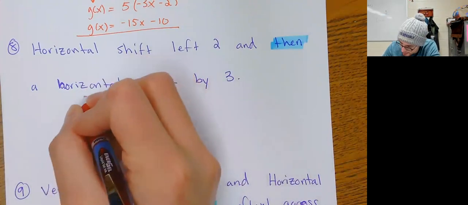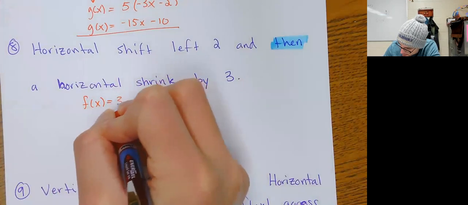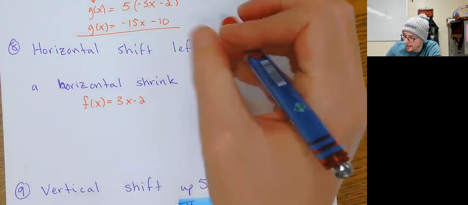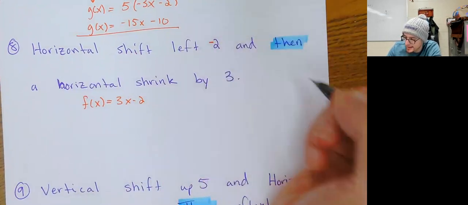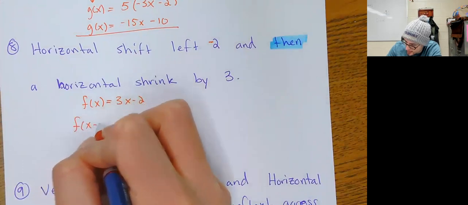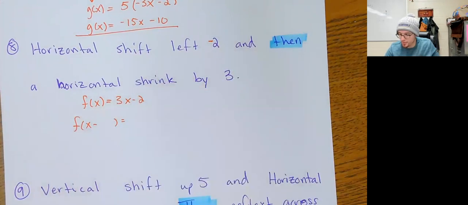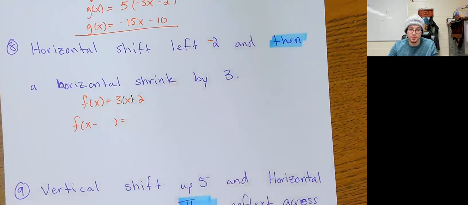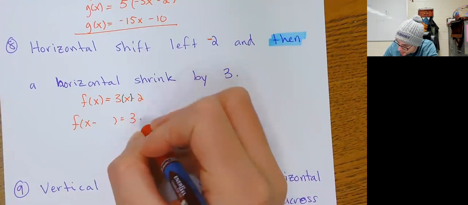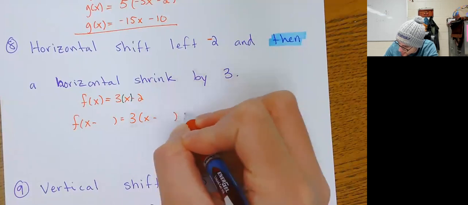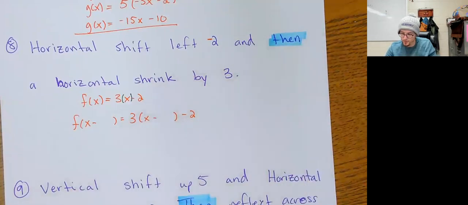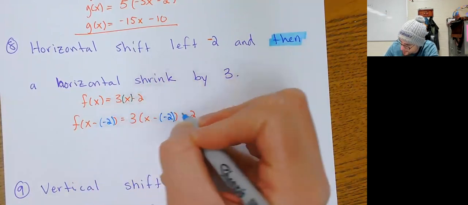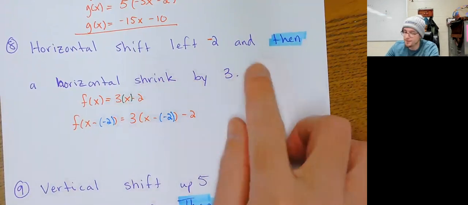Okay, so we have f of x equals 3x minus 2. So the first thing we're going to do is a horizontal shift left 2. And when we do a horizontal shift left 2, that means we're going to subtract a negative 2. So we need to put parentheses around the input because we're doing this specifically to the input. So 3 parentheses x minus, and then we still have our minus 2 out here. So we're subtracting off a negative 2. All right. So this is the first transformation.